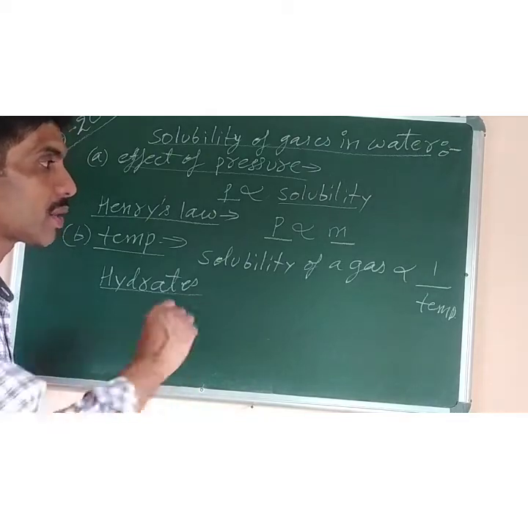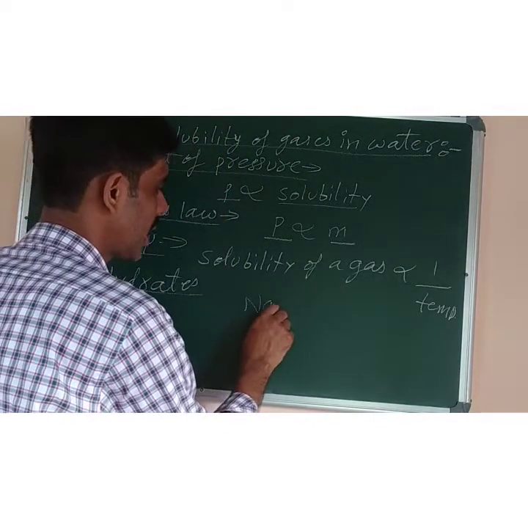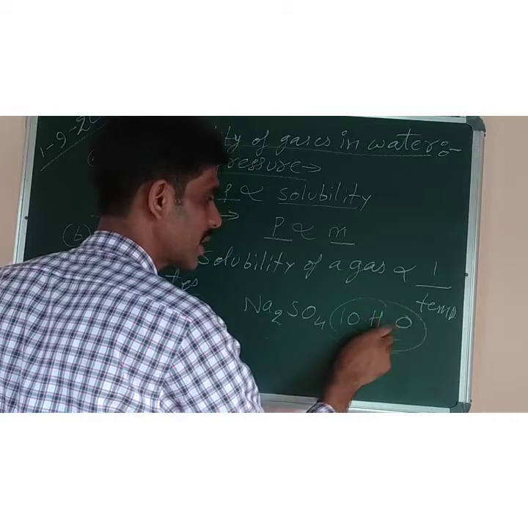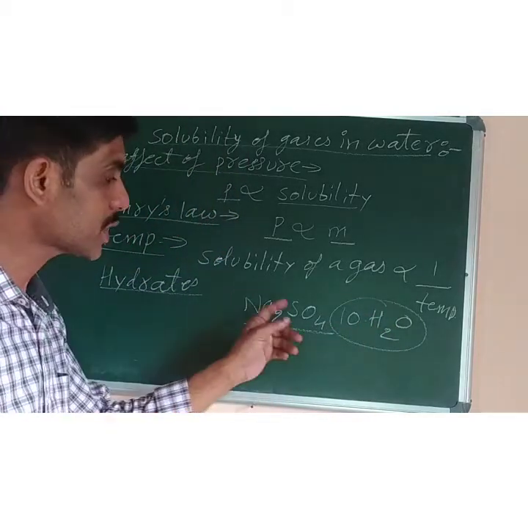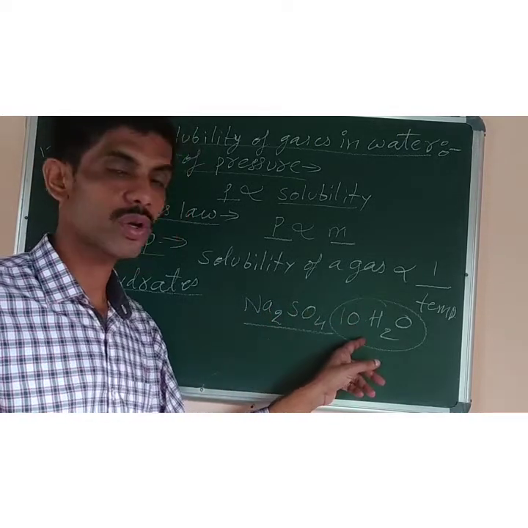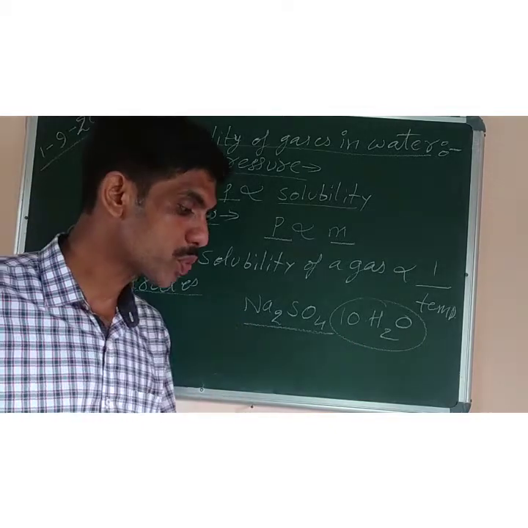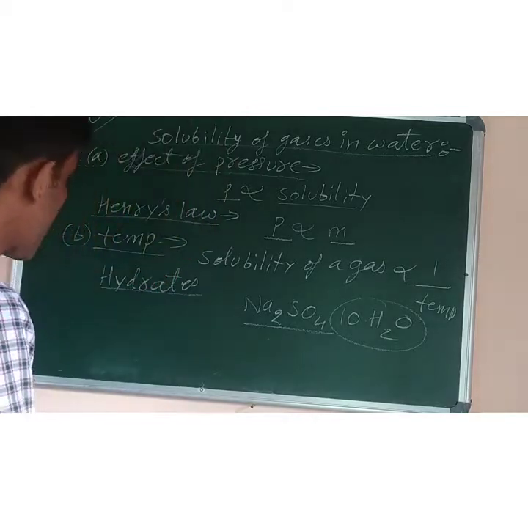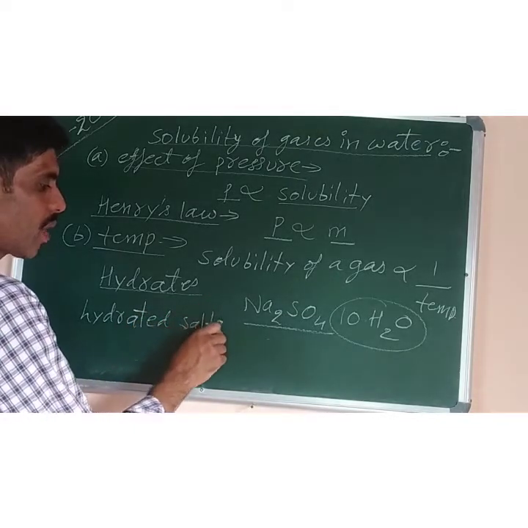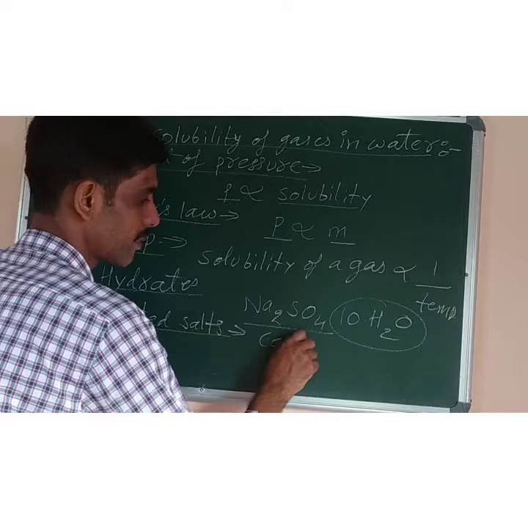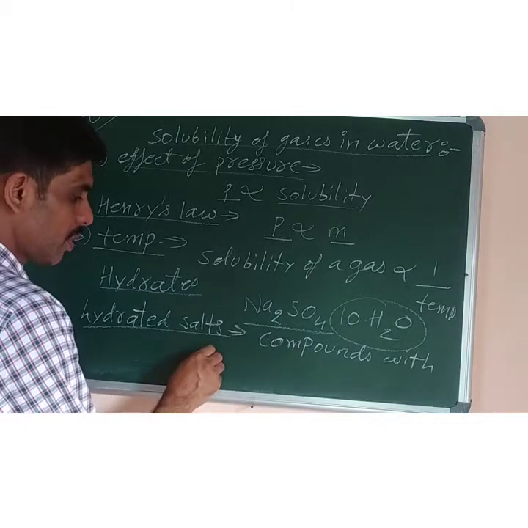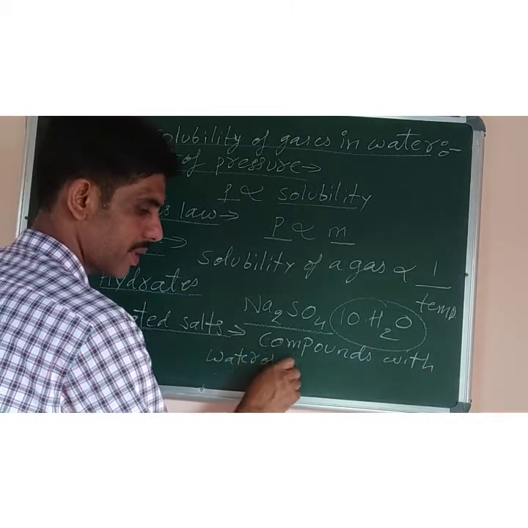Like just now, while drawing that solubility curve, you remember I had written Na2SO4 sodium sulfate 10H2O. Ten molecules of water are associated with this sodium sulfate, present as an integral part of its structure. So this water is called water of crystallization. Compounds which have water of crystallization are called hydrated salts. So what are hydrated salts? Those compounds that contain water of crystallization.